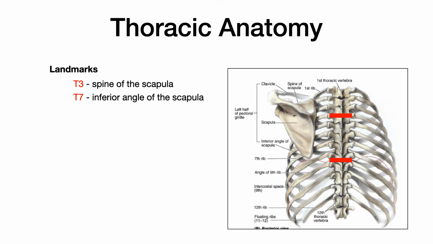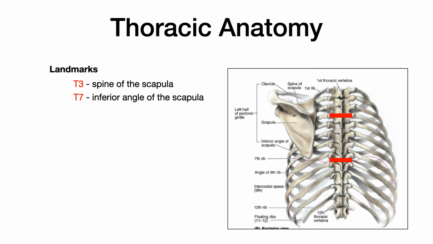Knowing your landmarks is important, not just for COMLEX, because yes, it gets tested, but also in your in-class practicals when you're actually palpating somebody's thoracic spine and you're trying to figure out what level you're at. So T3 is where you would expect to see the spine of the scapula. And I'm going to mark these for you in the image.